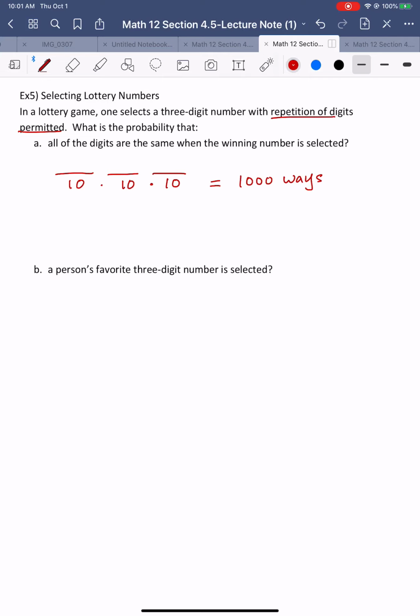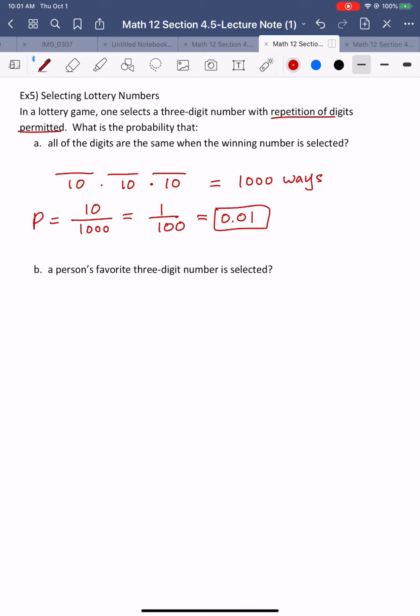But you need to pick all the same number. So what does the same number mean? It could be 000, 111, 222, all the way to 999. So do you see that there are 10 ways? So there are 10 ways from the 1,000 total. So it becomes 10 over 1,000, which is 0.01 as a probability.